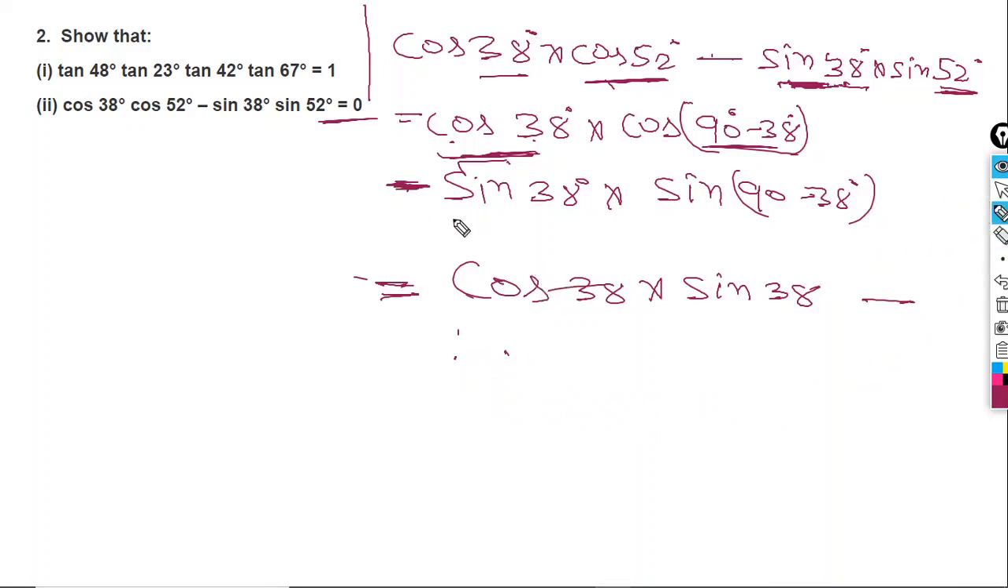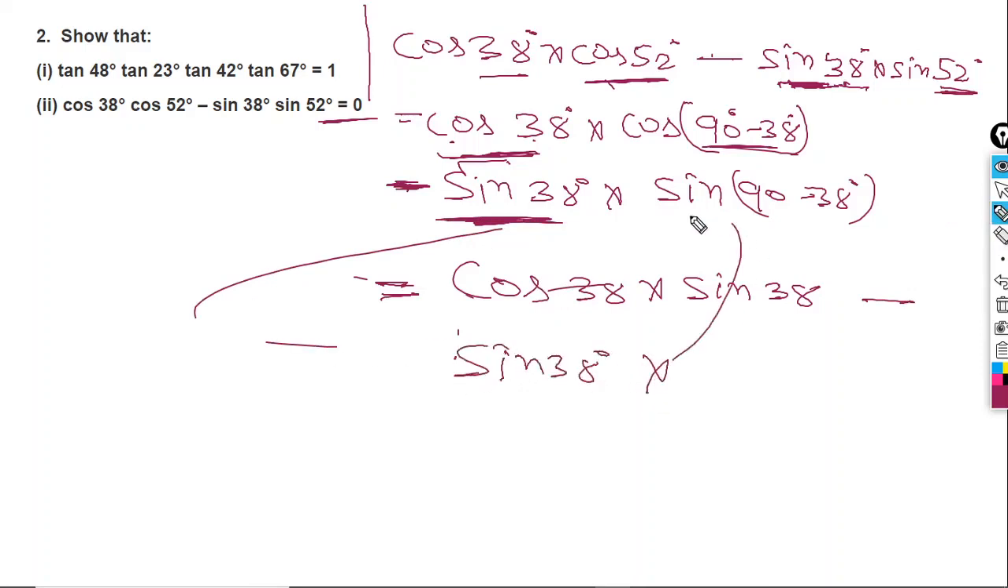Sin 38, we'll write it as it is. Sin 38 degree into this. Sin (90 minus theta) will be equal to what? Cos theta. So we'll write that. So it will be equal to cos 38 degree.